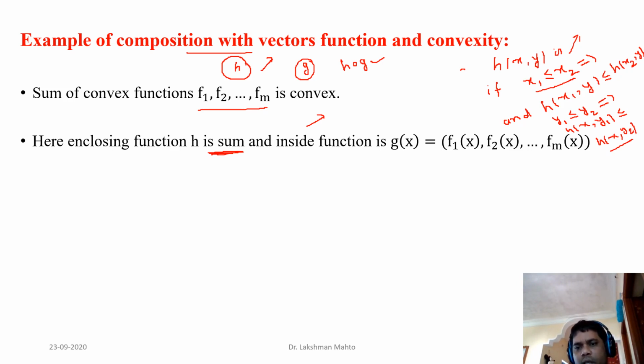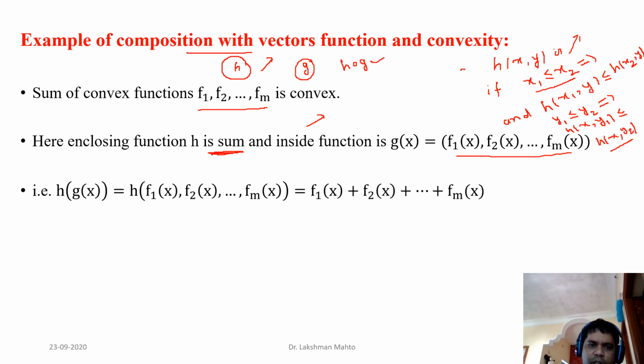So that is the criteria. Here we can observe that the sum of convex function h is your sum function, and what is the inside function? It is a collection of m number of functions. So let's call this inside function g. What kind of function is it? It is a vector function.